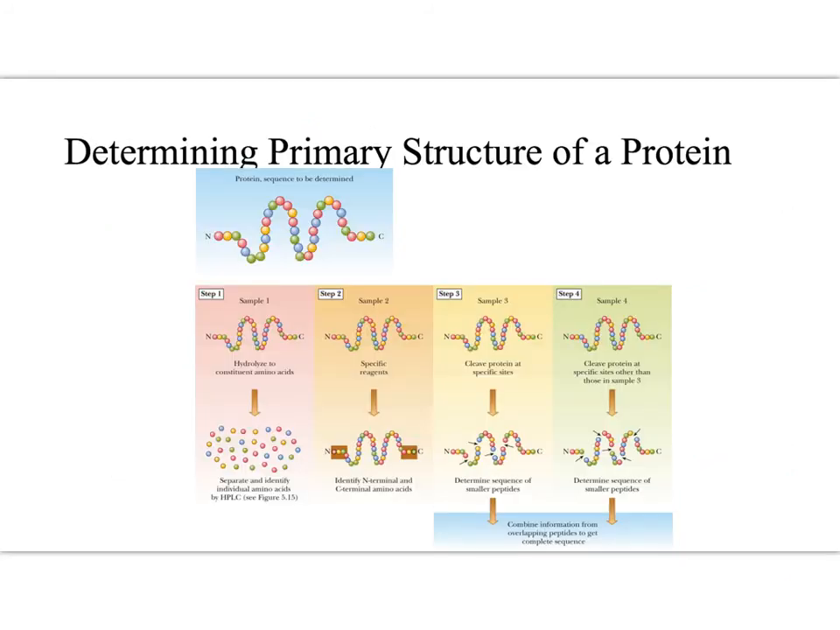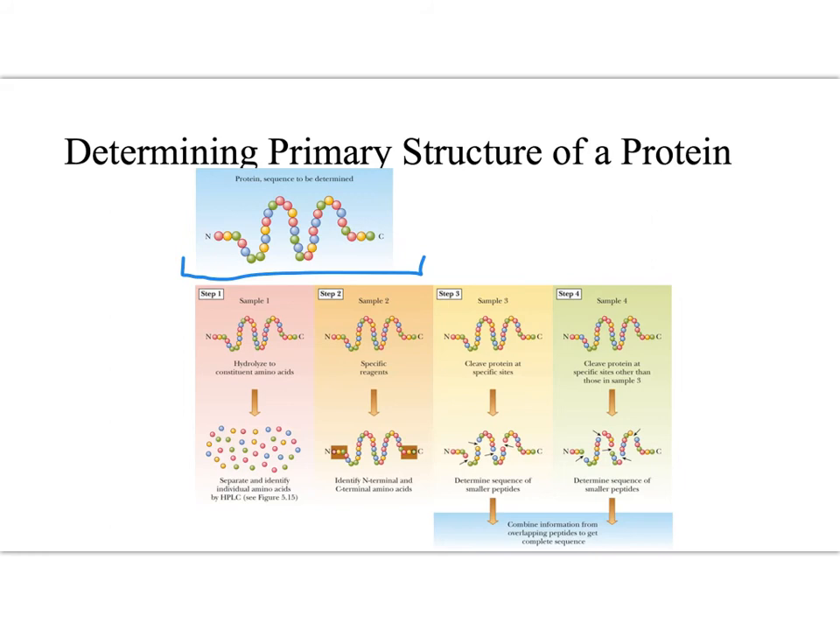And once we get through and we're able to isolate the protein of interest, then we can start to determine the primary structure of that protein. So we can sequence that protein. So you take your original protein sample here, and we have a series of steps that we're going to move through so that we can systematically determine what our overall sequence is.